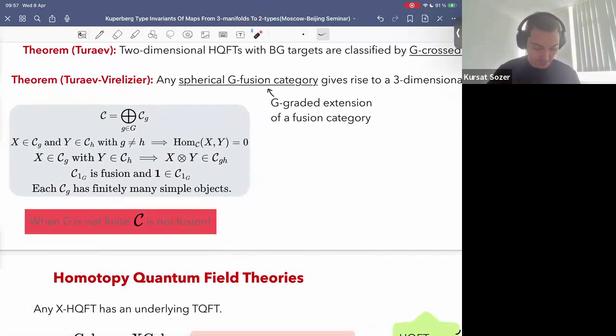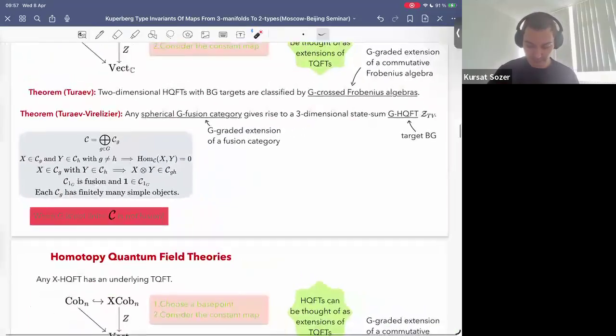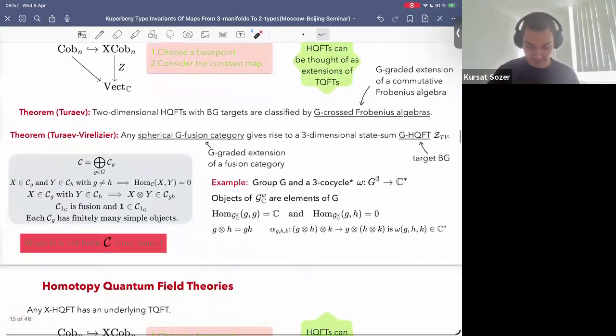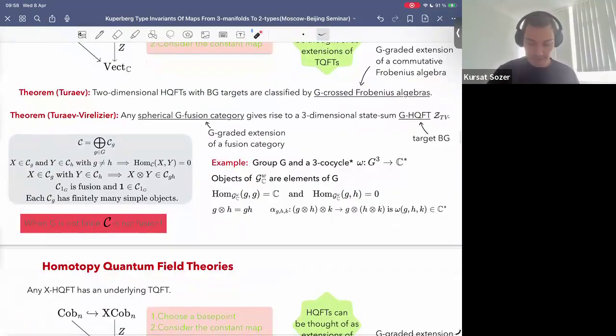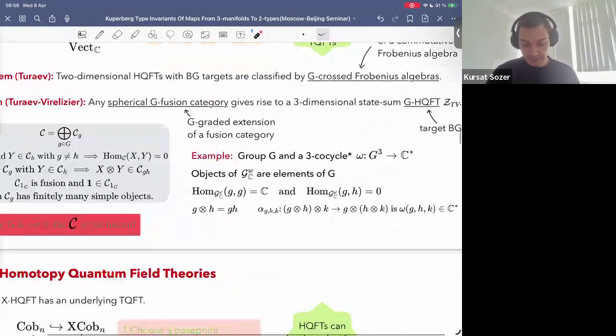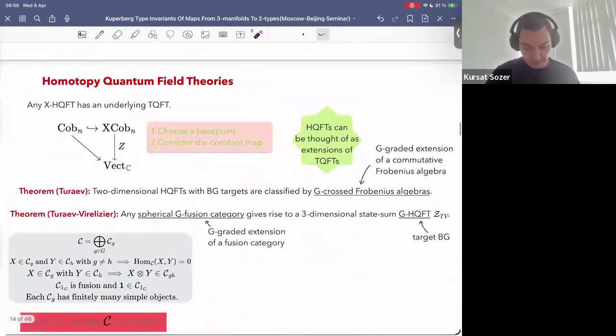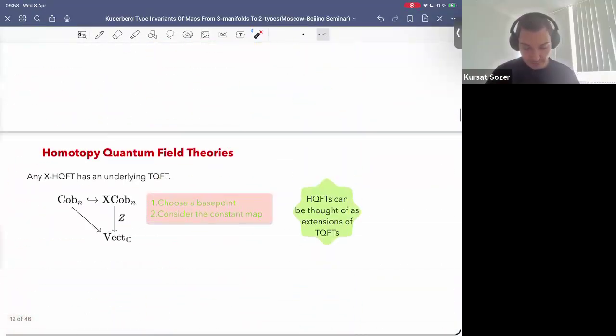So, but the number of components doesn't have to be infinite. If G is infinite, then there are infinitely many components. And then when G is not finite, the underlying category C is not fusion, but it is G-fusion. That's a little remark.